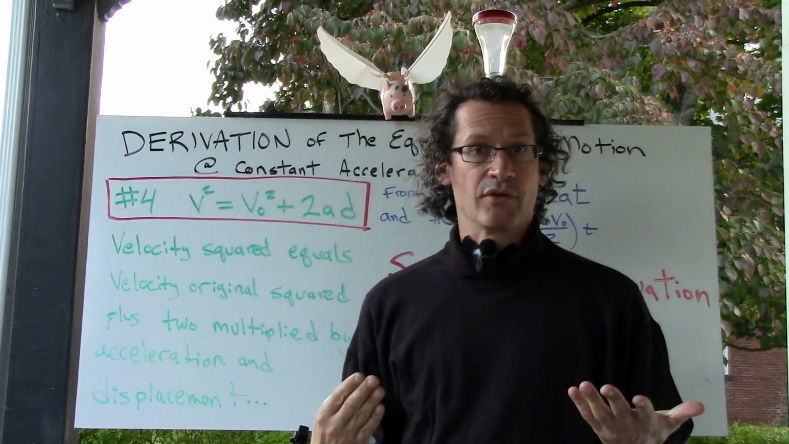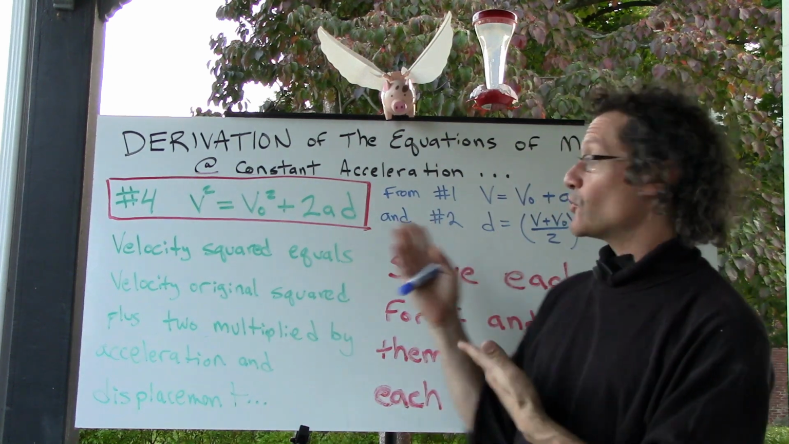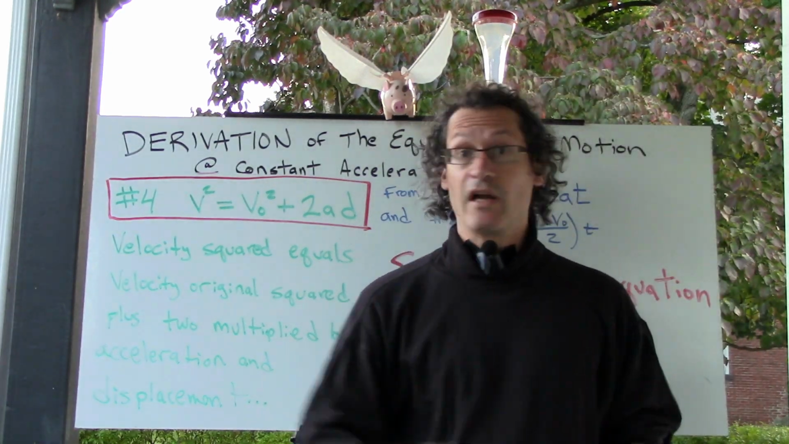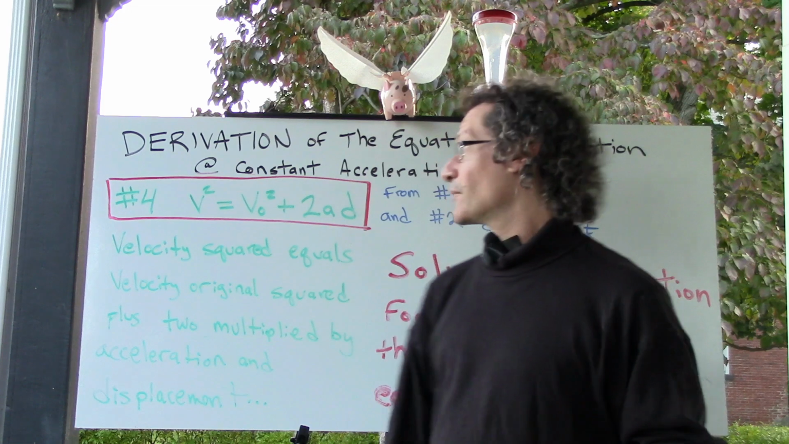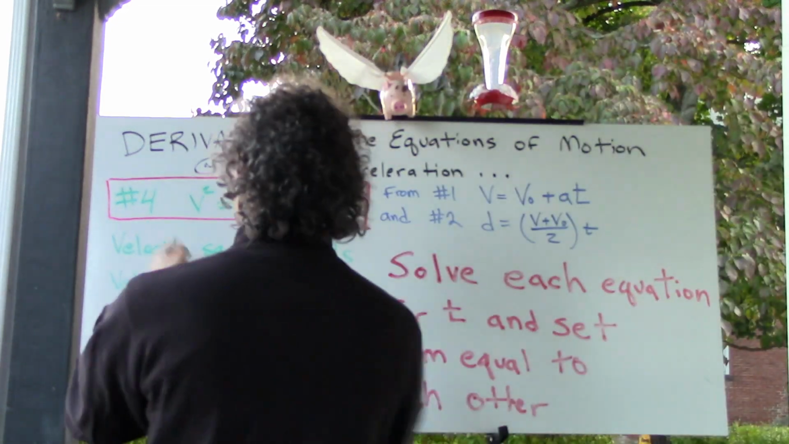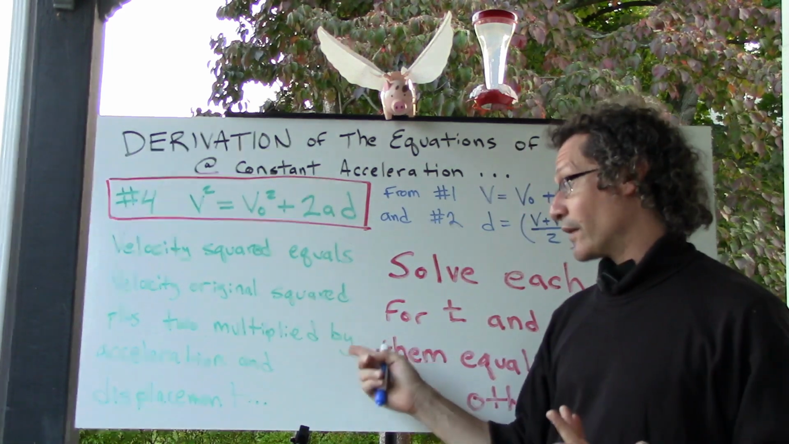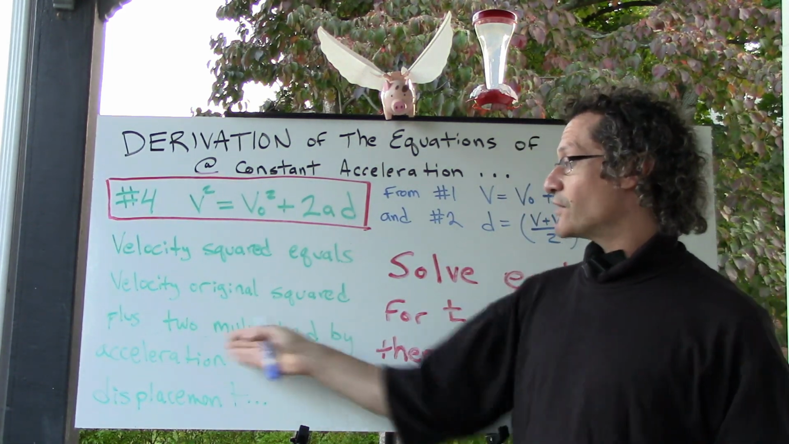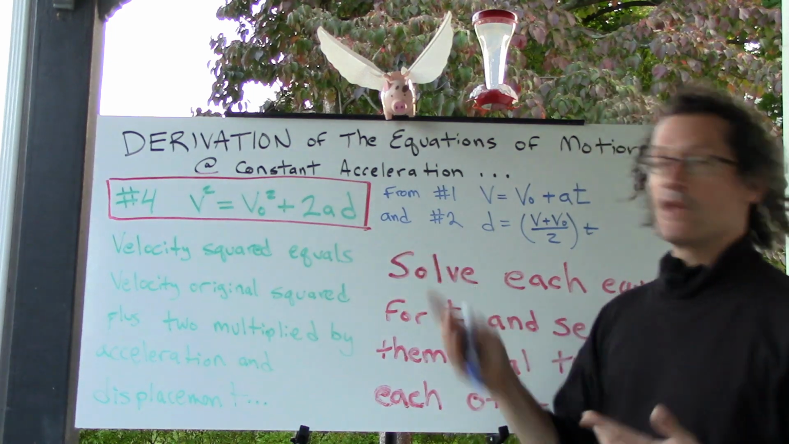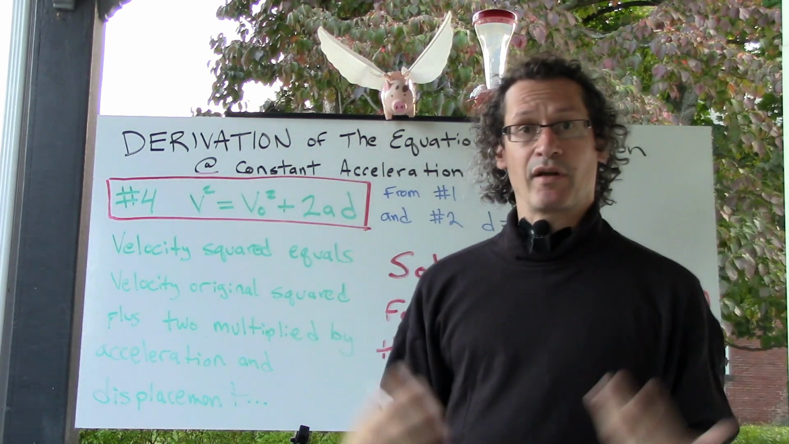All right, derivation of the equations of motion at constant acceleration. Equation number 4. Lights are waning, so let's get this done. Number 4 says that velocity squared equals velocity original squared plus 2 multiplied by acceleration and displacement. So here we go. What we're going to do is some pure algebraic substitutions.